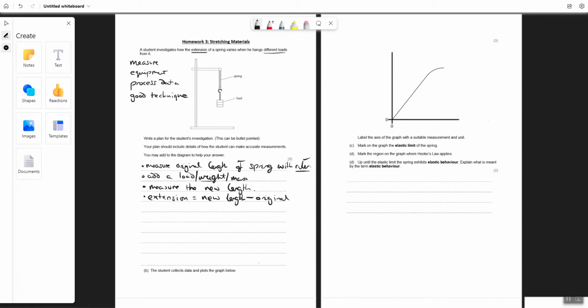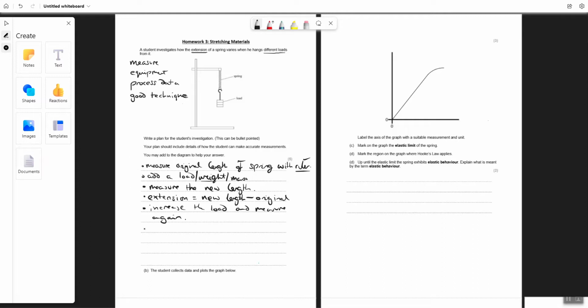Now I will say, if you said measure the original length of the spring with a ruler, add a weight, measure the new length, calculate extension, you're either on 4 or 5 marks already, and you barely said anything. What would we then do? We would increase the load and measure again. So this is definitely getting 5 marks. You may not get a mark for saying measure new length and measure again, because that's kind of the same thing. You're measuring the length of the spring. Anyway, that's what we're doing to collect loads of data.